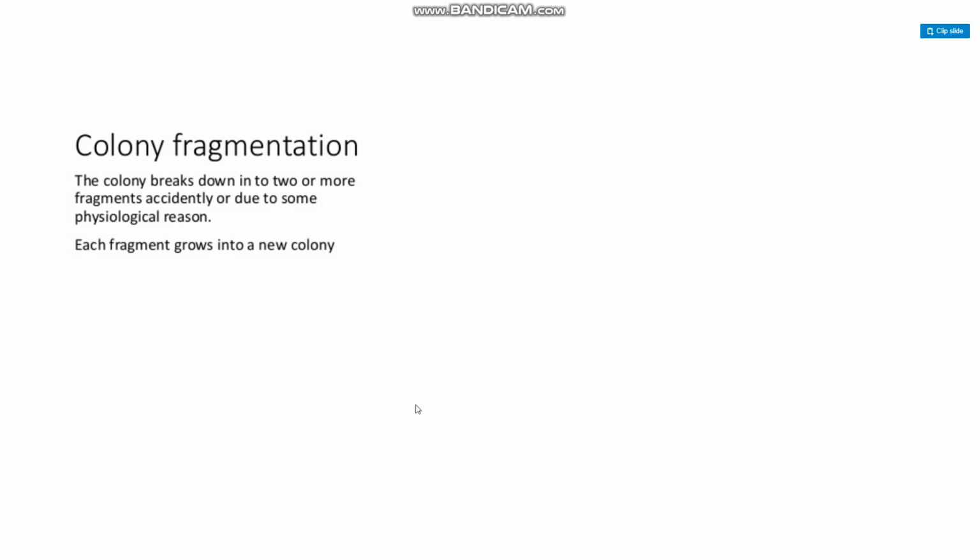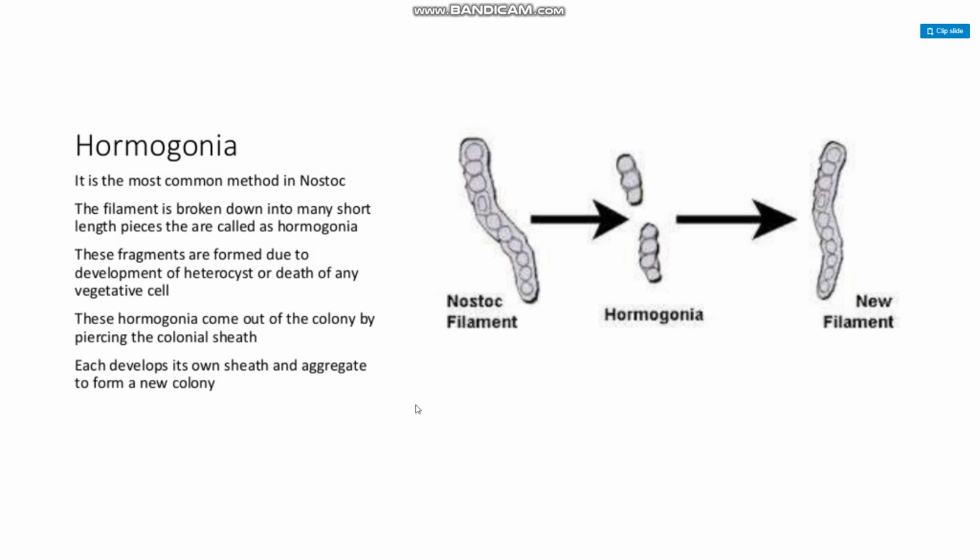The colony breaks into two or more fragments accidentally, and due to some physiological reason, each fragment grows into a new colony. The second one is hormogonia. It is the most common method in Nostoc.